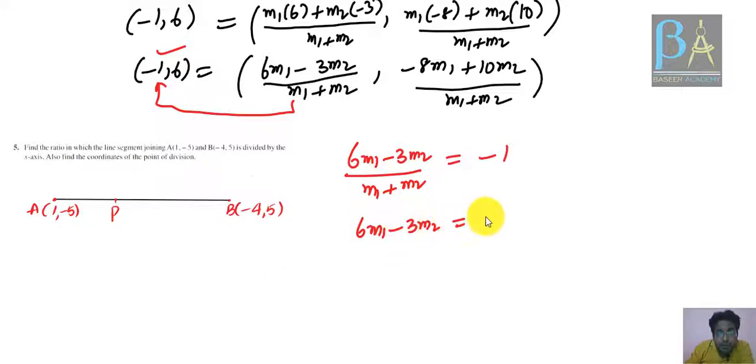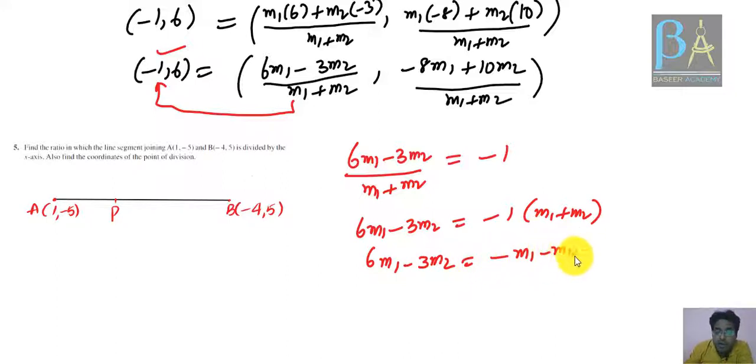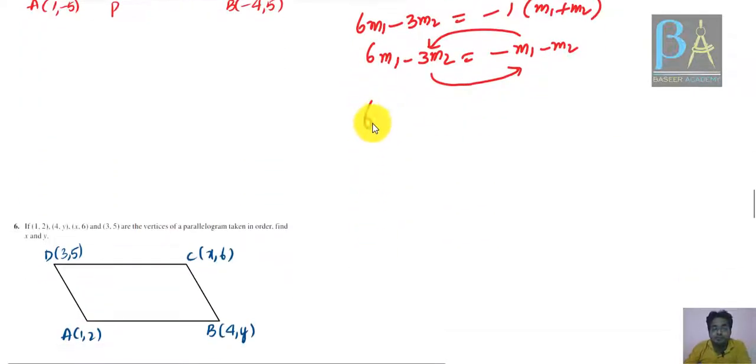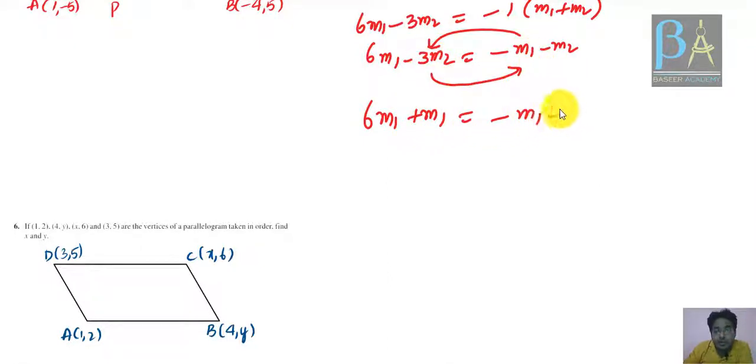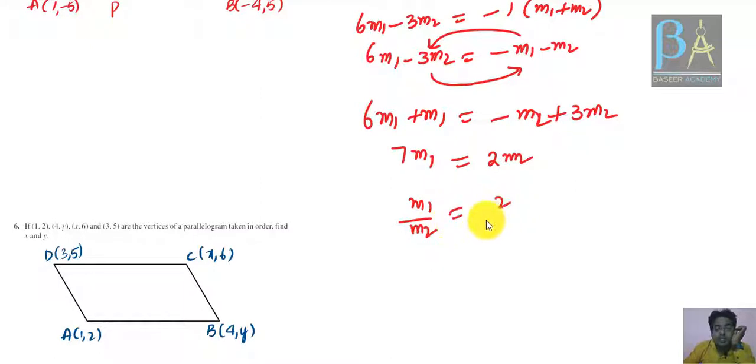Now what do we end up getting? 6m1 minus 3m2 is equal to... m1 plus m2 is dividing on the left hand side, so obviously it is going to multiply on the right hand side. So 6m1 minus 3m2 is going to be equal to minus m1 minus m2. Let me take m1 to one side and then m2 to the other side. 6m1 plus m1 is going to be minus m2 plus 3m2. So what do we end up getting? 6m1 plus 1m1 would give me 7m1. 3m2 minus m2, that gives me 2m2. So obviously m1 by m2 is going to be 2 by 7.